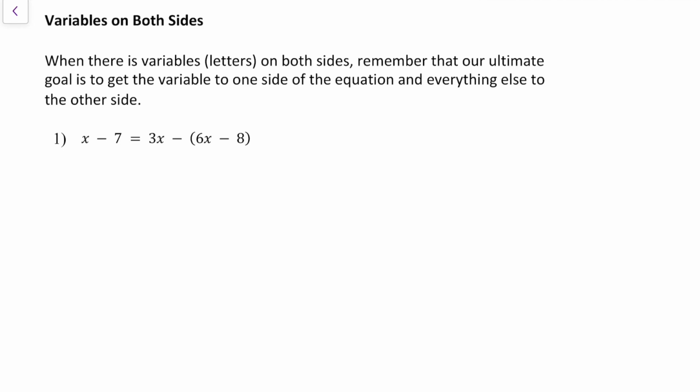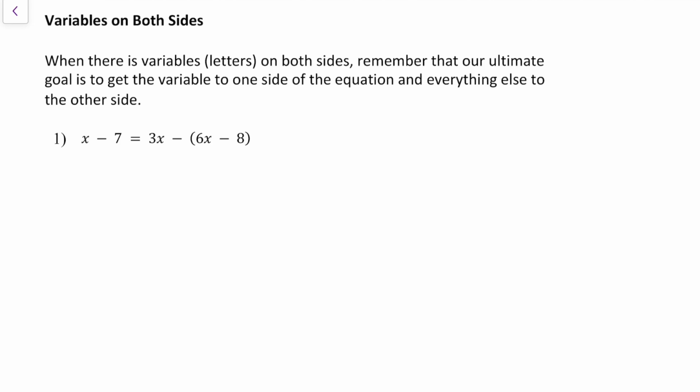Now again, remember, our ultimate goal is to get the variable on one side, all the numbers on the other. It doesn't matter which side of the equation. As you saw in our previous example, it doesn't matter which side the x or the variable is on, but we need to get them all on the same side. So first, let's see if there's anything we can do to simplify this equation to collect like terms before we start trying to move things about.